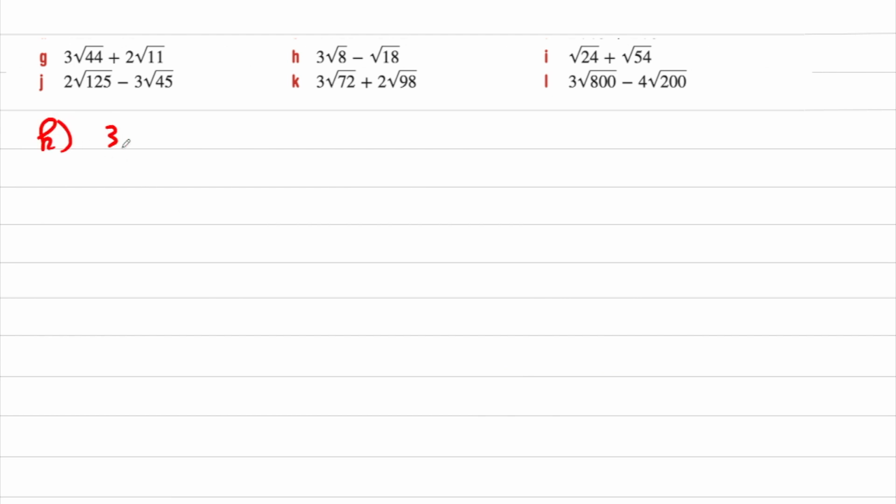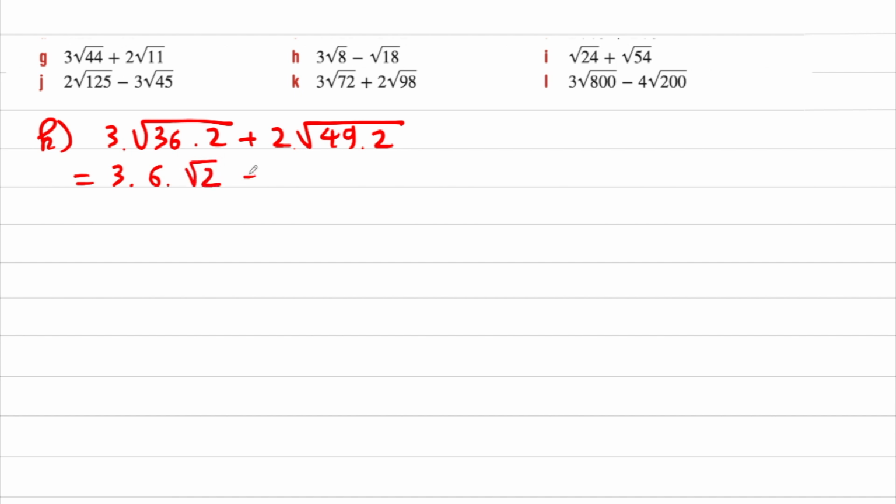Go on for question K. 72. You can separate 72 into 36 times 2. And plus 2, 49 times 2. And then 3 times 6 times square root 2. 2 times 7 square root 2. 18 square root 2. 14 square root 2. And 32 square root 2.